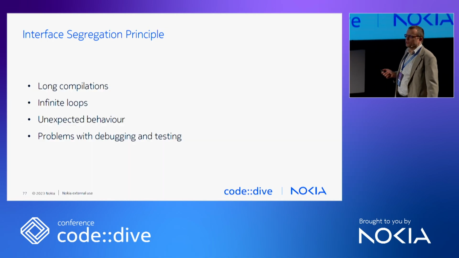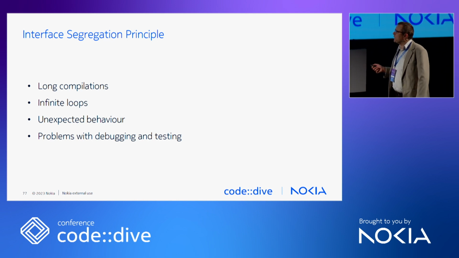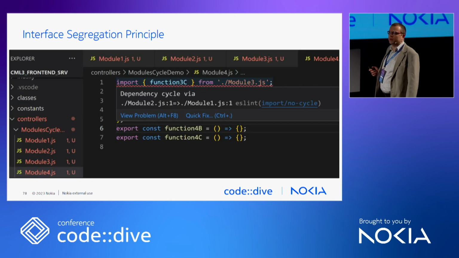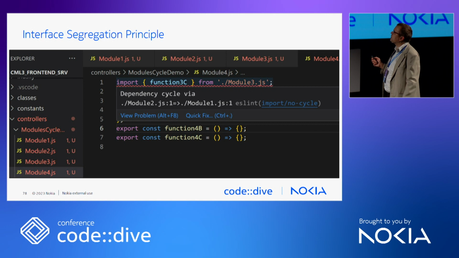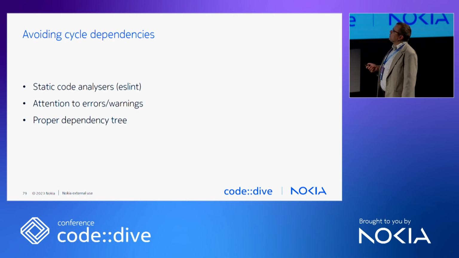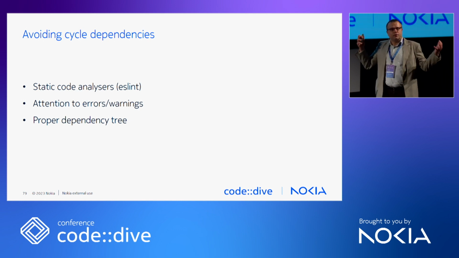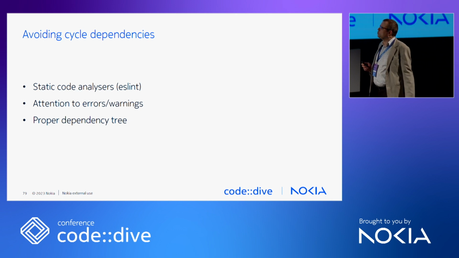Long compilations, like in TypeScript, we still compile. Infinite loops, unexpected behavior, problems with debugging and testing. We may fight it with static code analyzers like ESLint. It will show us problems in every single module where we violated this. Or we may pay attention to errors and warnings, but still, as I told you, when we have 15 dependencies in a circle like this, it may be difficult to break.